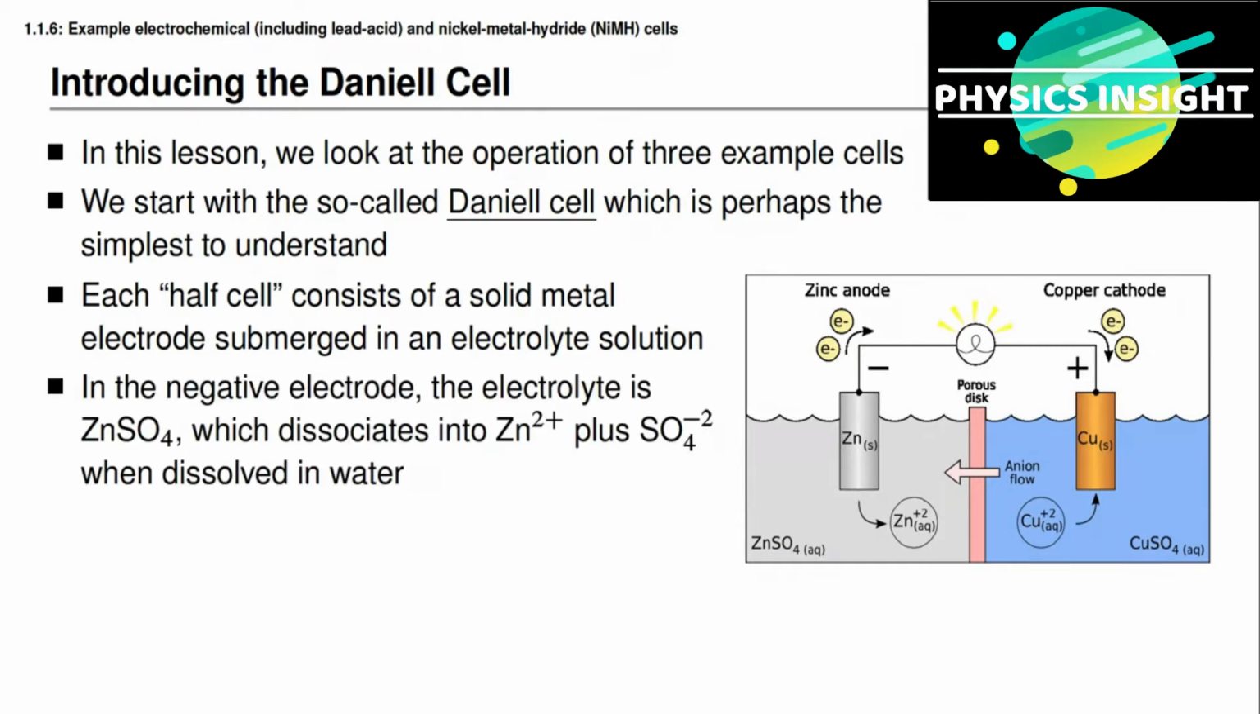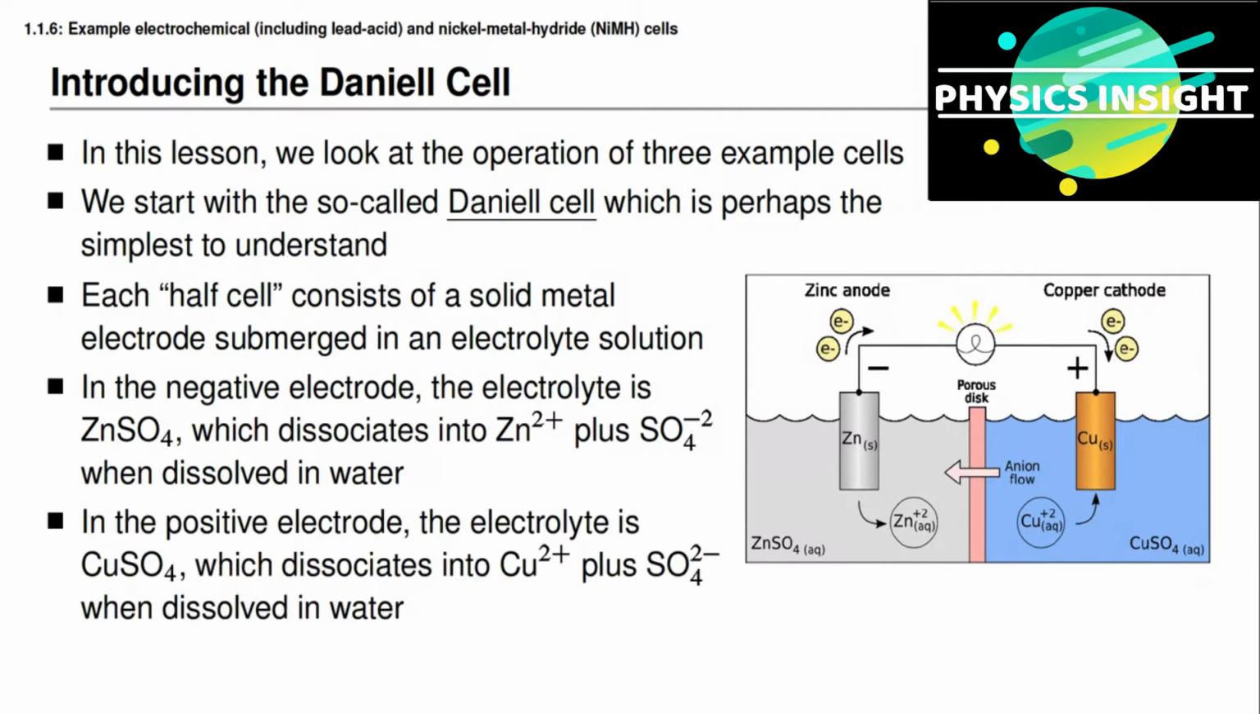The negative electrode is made from solid zinc, and the electrolyte in the negative electrode region is zinc sulfate, which dissociates into positively charged zinc ions plus negatively charged sulfate ions when dissolved in water. The positive electrode is made from solid copper. The electrolyte in the positive electrode region is copper sulfate, which dissociates into positively charged copper ions and negatively charged sulfate ions when dissolved in water.